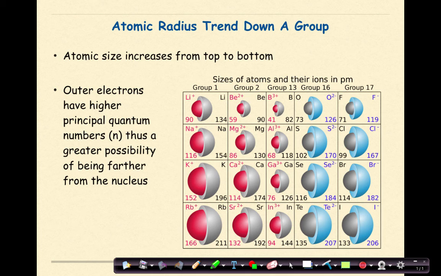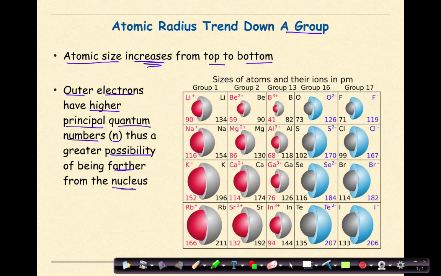Atomic radius trends down a group. Atomic size will increase from top to bottom. The outer electrons have higher principal quantum numbers, or n, thus a greater possibility of being farther from the nucleus.